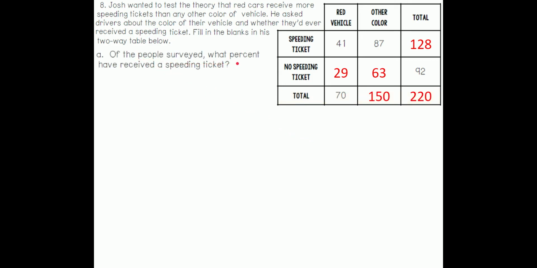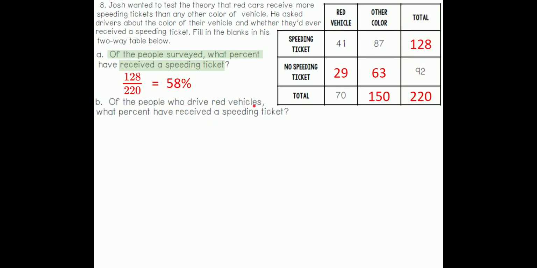Of the people surveyed, what percent have received a speeding ticket? So of the people surveyed, I'm looking at the totals, either this column or this row. How many of them got a speeding ticket? So speeding ticket is right here, so I'm going to need to use this one. So of the people surveyed, which is 220, how many of them got a speeding ticket? Only 128 out of the 220 got speeding tickets. So of the people surveyed, 58% of them got speeding tickets.